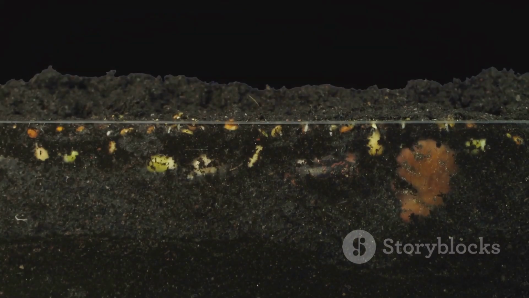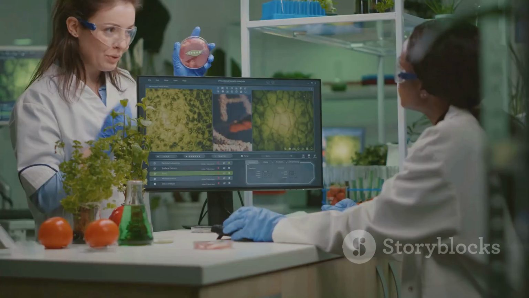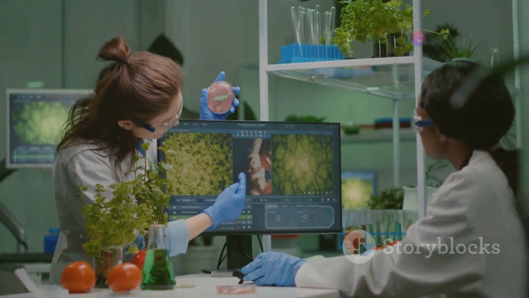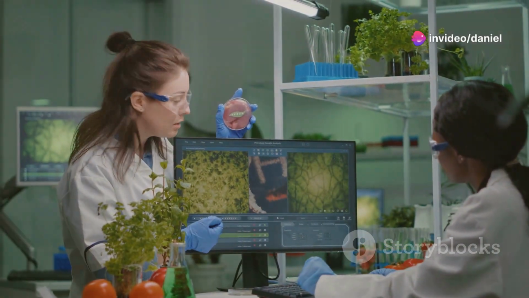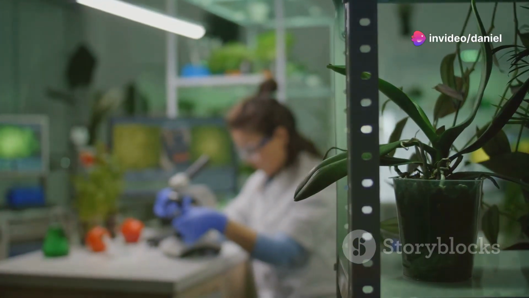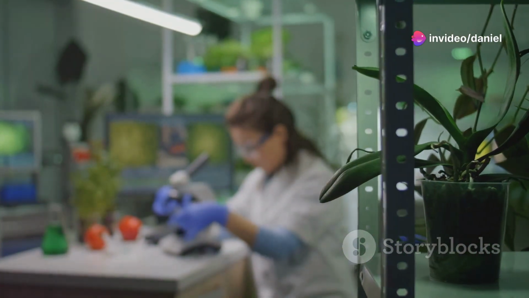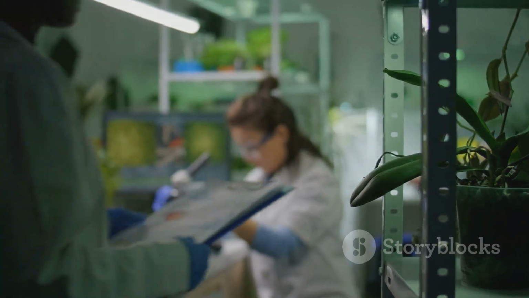Imagine phosphorus as the energy currency of the plant kingdom. It forms the backbone of DNA, the molecule that carries the genetic blueprint of life. Without phosphorus, plants couldn't store or transfer genetic information, hindering their ability to grow and reproduce.